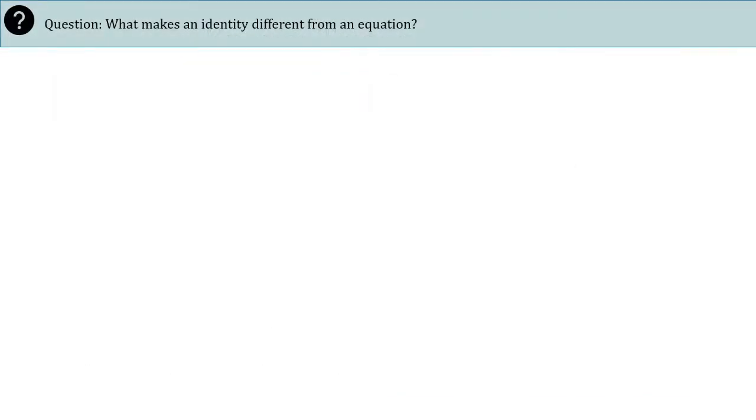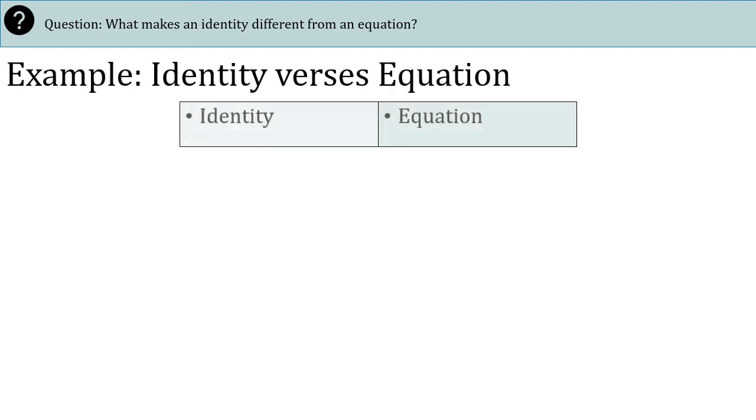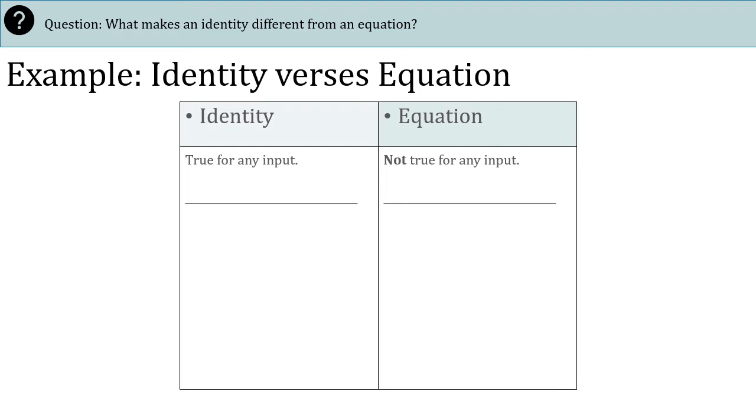So what makes an identity different from just a regular old equation? Well, let's take a look. We will compare in this example an identity versus an equation. So an identity is true for any input, and an equation is not true for any input. Here's an example. We have said that the Pythagorean identity is an identity, and we know that the Pythagorean identity is cosine squared of some angle plus sine squared of that same angle, and that equals 1.